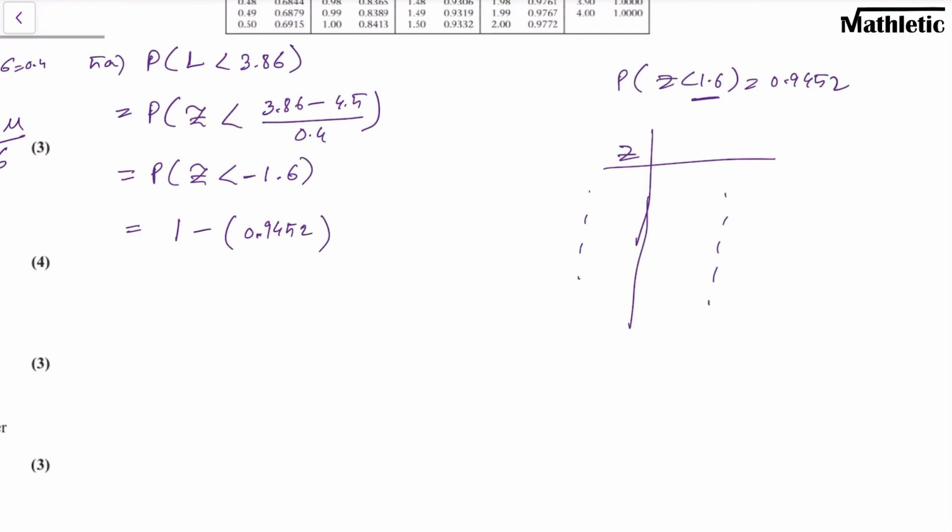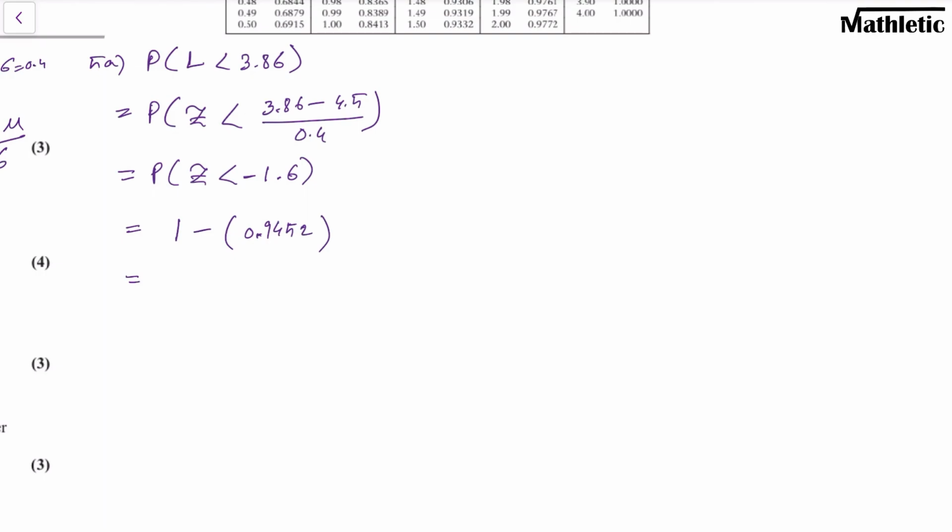It's related to the normal distribution diagram, so I'm not explaining that here. The main idea is that if you have a positive value, you can pick the value from the table. If you have a negative value, you just deduct that value from 1. That's it. 0.0548.